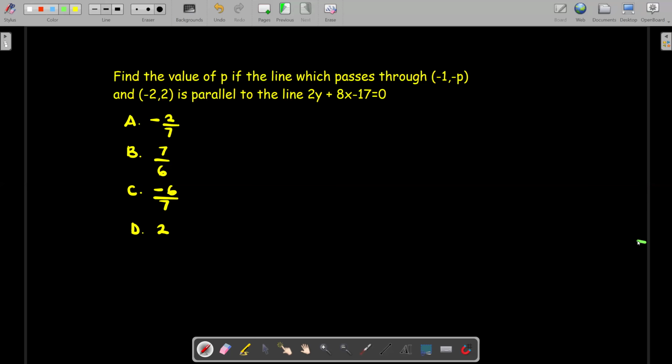Find the value of P if the line which passes through (-1, -P) and (-2, 2) is parallel to the line 2y + 8x - 17 = 0. First, the concept is that whenever we have two lines, and these two lines are said to be parallel, then if the slope of the first line is M1 and the second one is M2, since they are parallel lines, that means they are equally slopy. That means M1 is equal to M2. That is, the slope of line 1 and the slope of line 2 is the same.